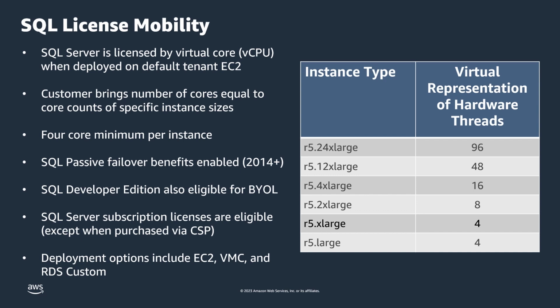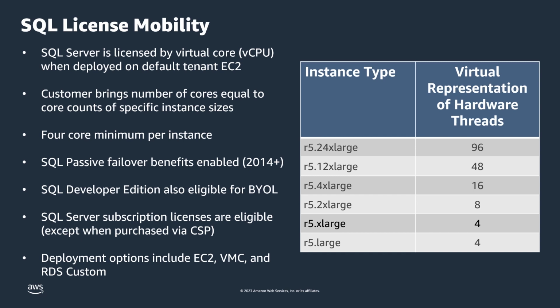SQL is the most common product brought to AWS through license mobility, and when customers bring SQL to our shared tenant environment, they will license by virtual core, often referred to as vCPU for short. We have a website that shows all the virtual core counts for various instance sizes. Here you see a small subset of the R5 family. If a customer were to bring SQL to the R5 24x large, they'd bring 96 cores of SQL. If they were to bring SQL to the R5 large, they'd bring 4 cores of SQL.